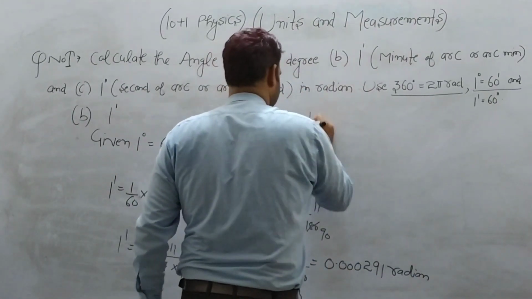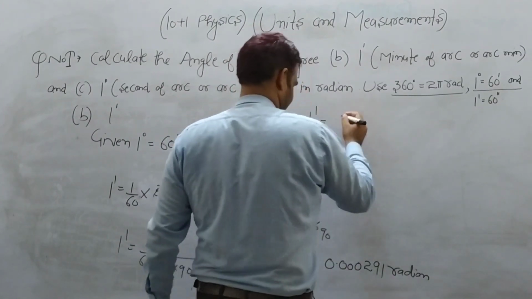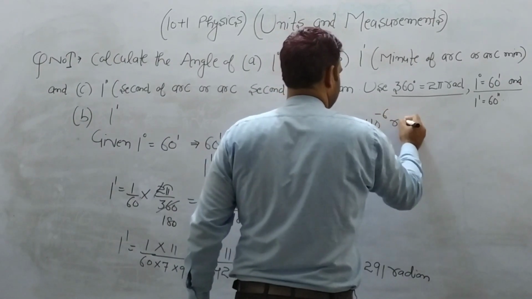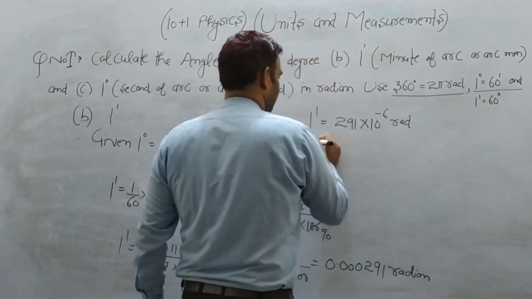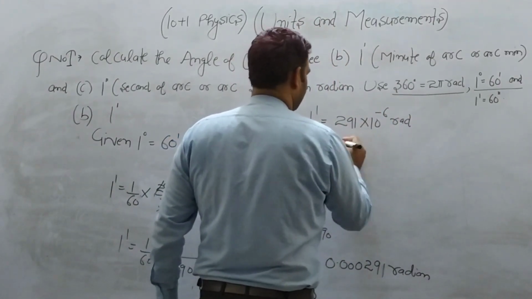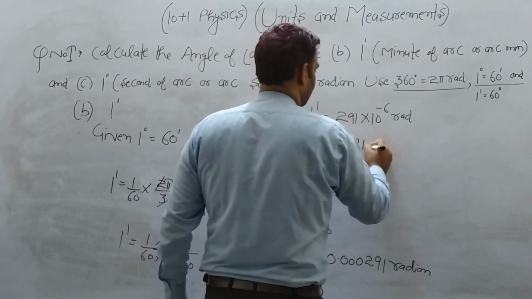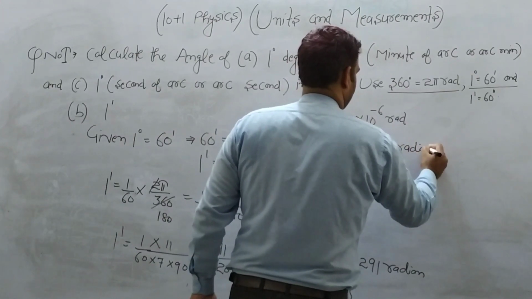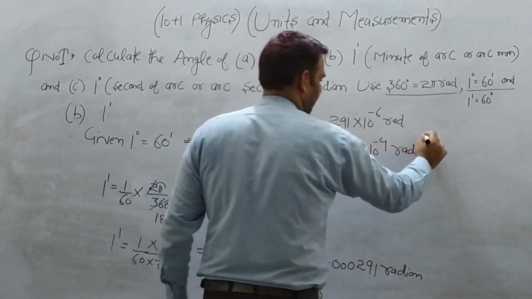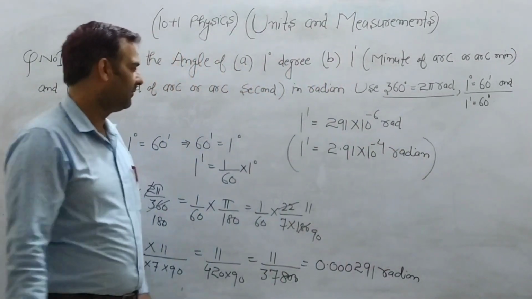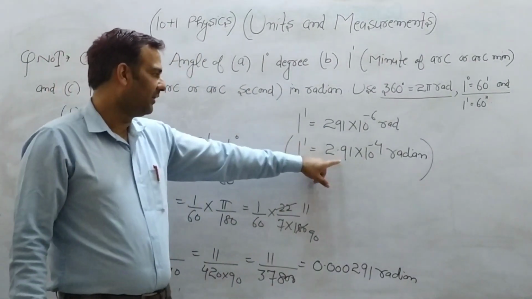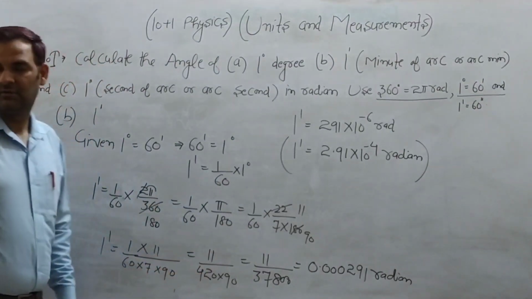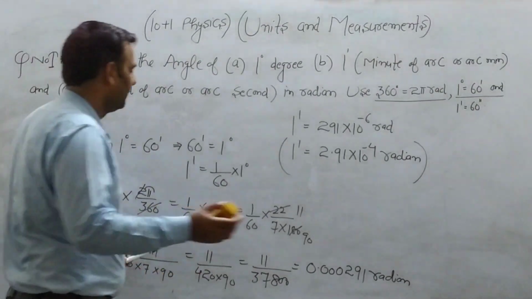It can be written as 1 minute equals 291 into 10 to the power minus 6 radian, and whenever we simplify it, it can be written as 2.91 into 10 to the power minus 4 radian. So the number of radians in 1 minute is 2.91 into 10 to the minus 4 radians. Clear? Now we take the third part here.